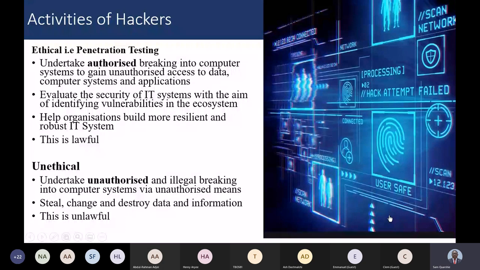I used to think that hackers were very dangerous people, very bad people. All they did was cause confusion and chaos to the organization. So I'll show you my view of who a hacker was before I started the hacking course.